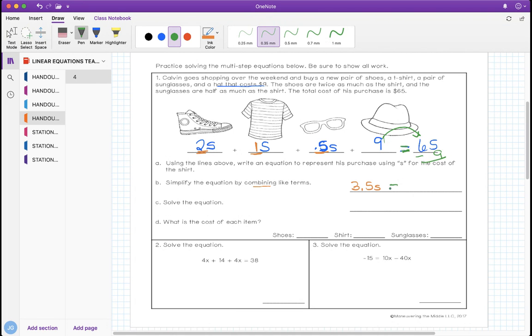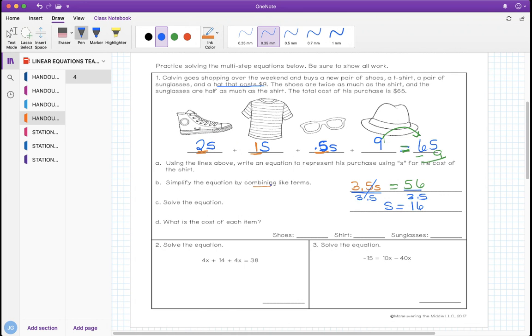65 take away 9 will give me 56. All right, so that is my equation. And now I can go ahead and solve. Since I don't have a constant, I only have a coefficient, I'm just going to go ahead and deal with the coefficient. These are being multiplied, so I'm going to take the opposite of multiplication, and I'm going to divide each side by 3.5. These are going to cancel, and my S equals 16.